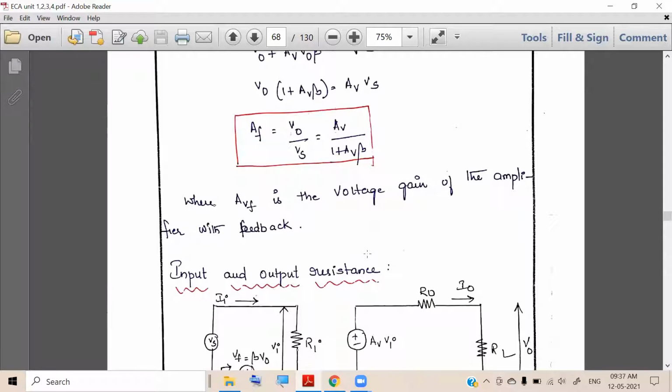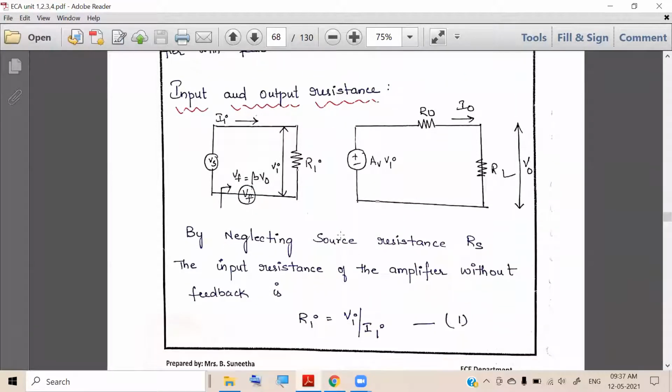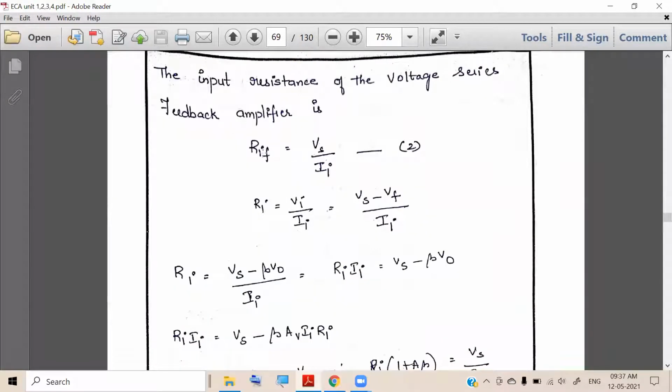Next, input and output resistances. Input resistance is Vi by Ii, whereas input resistance with feedback is Vs by Ii.